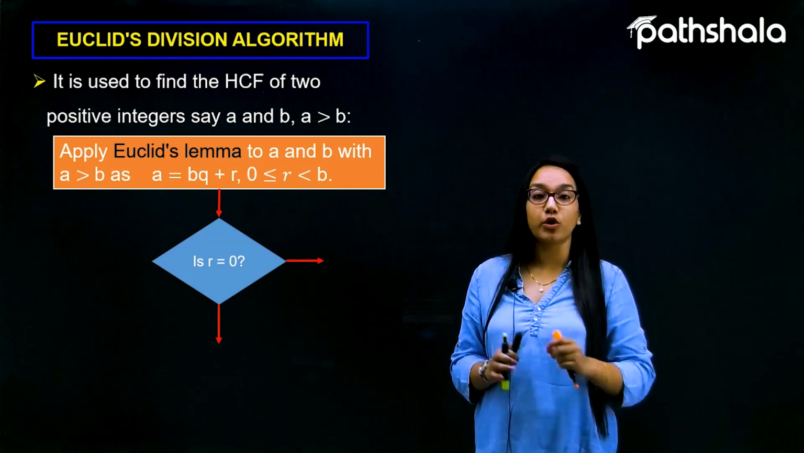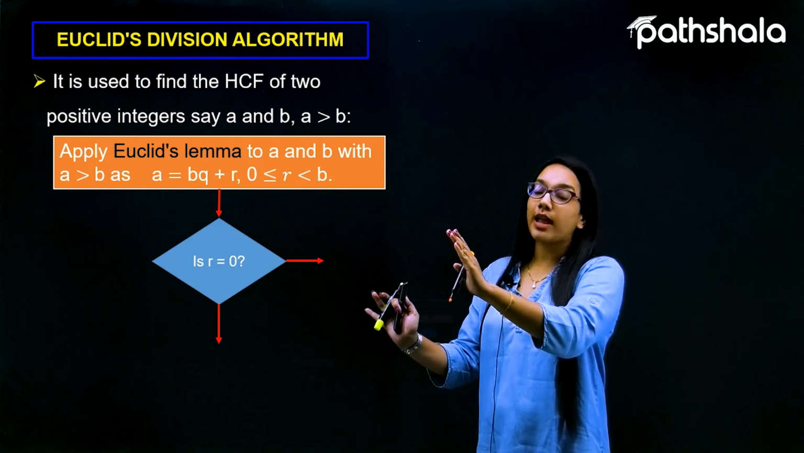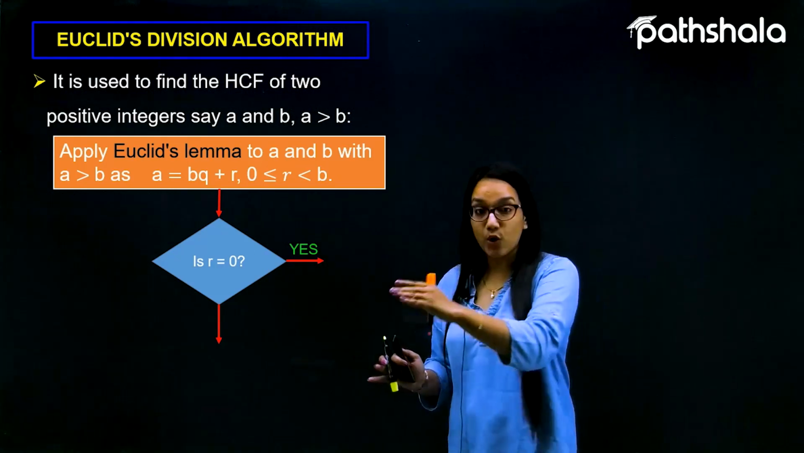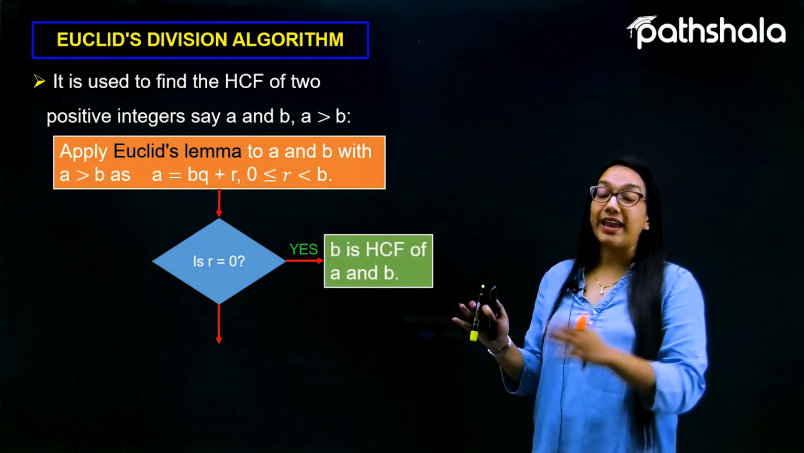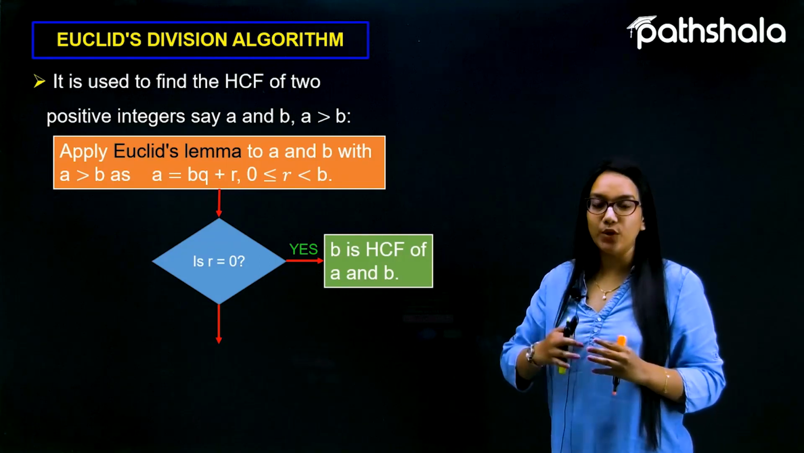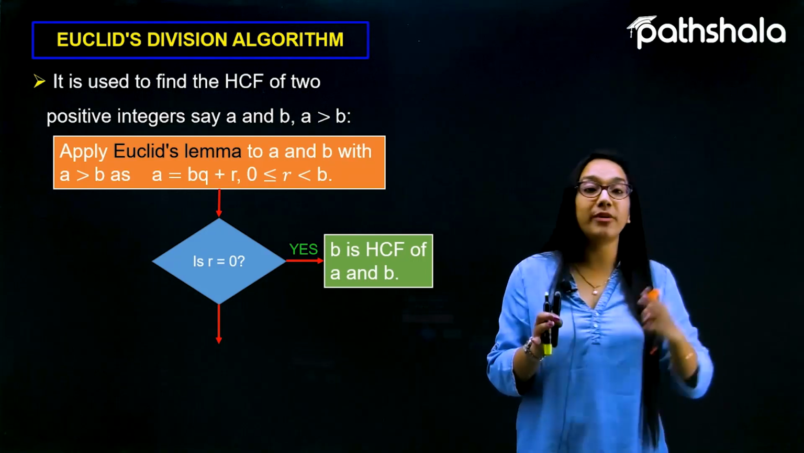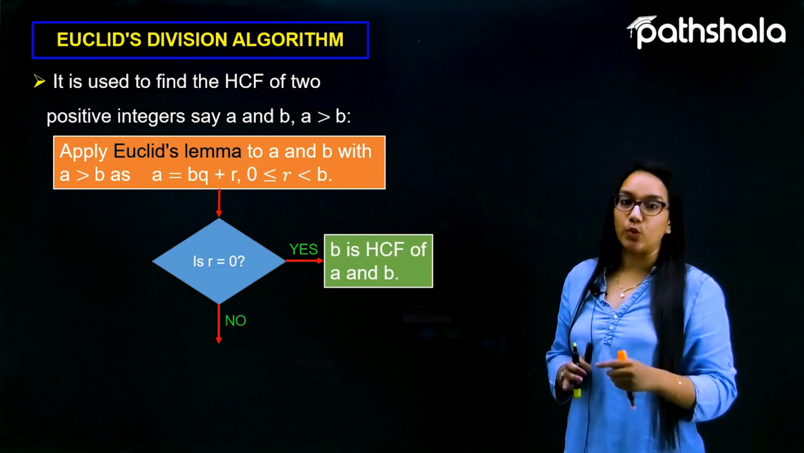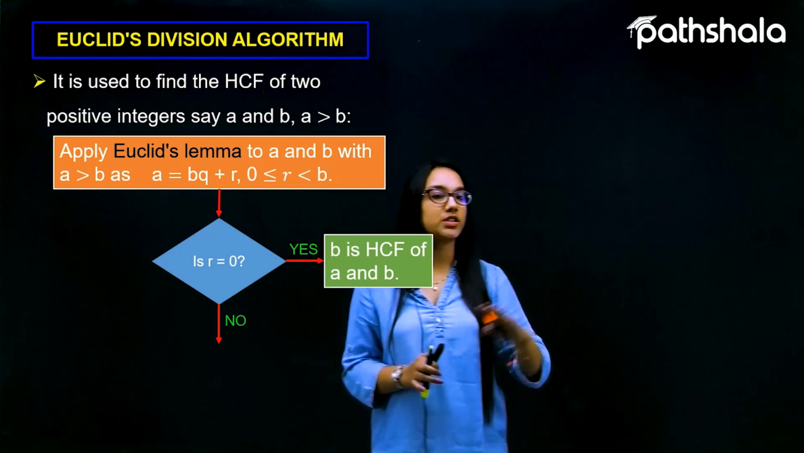So let us consider the two cases: either the remainder is 0, or the remainder is not 0. If the remainder is 0, then the answer is that b is the HCF of a and b. If the remainder of the two numbers is 0, then b is called the HCF, that is, the highest common factor of a and b. But suppose the remainder is not 0. If the remainder is not equal to 0, the answer is no.